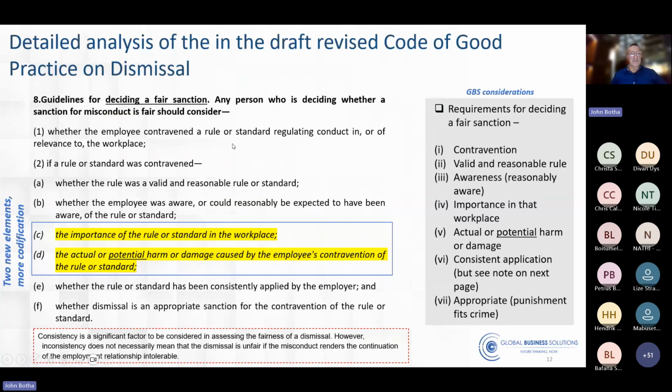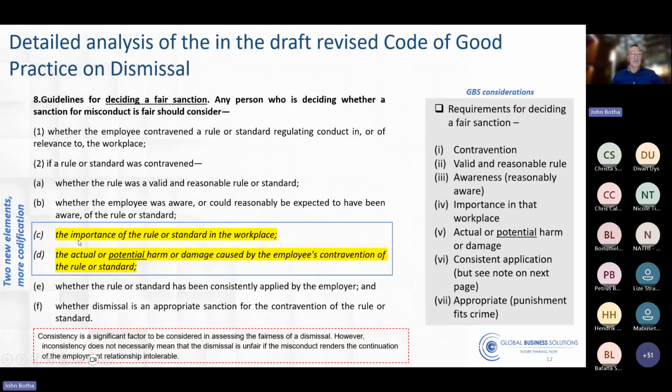Now, sticking with misconduct, as we know, you need to prove certain things in a disciplinary inquiry. And this is where there are some additional requirements now. So far it's been great for business, but now they've included points C and D.